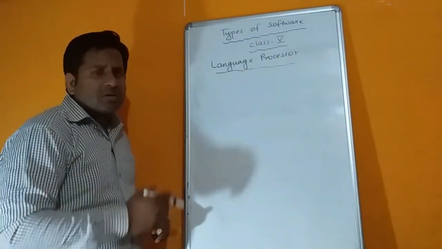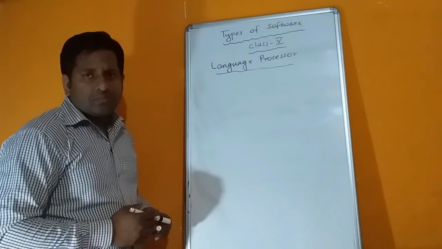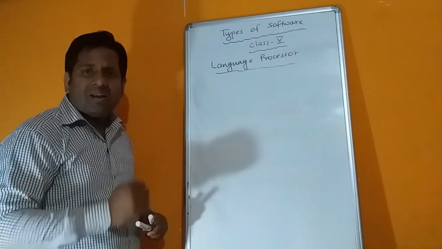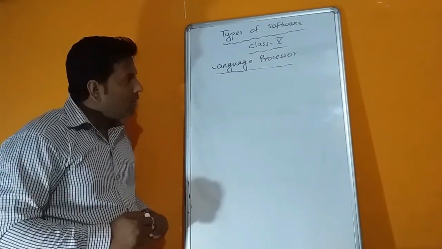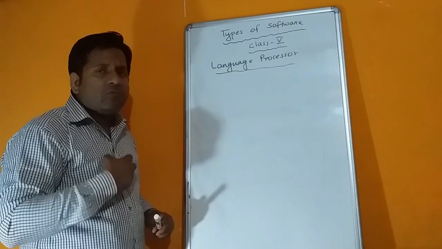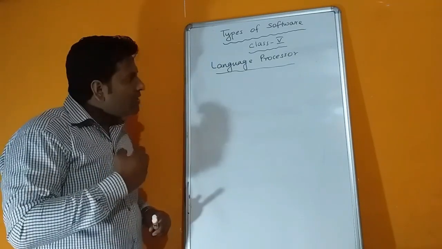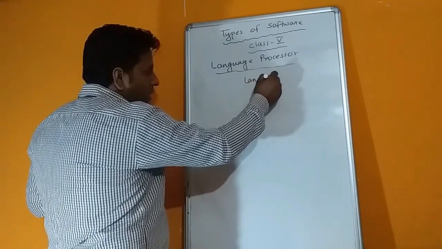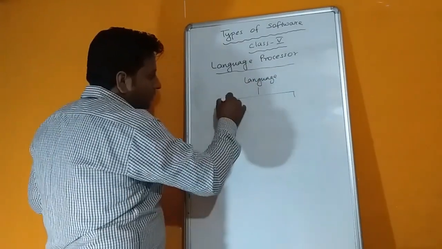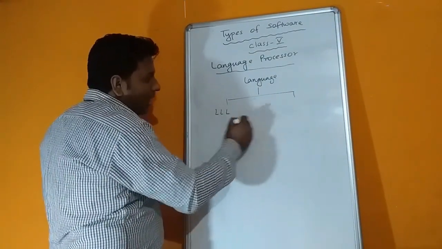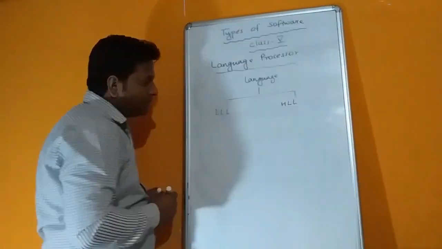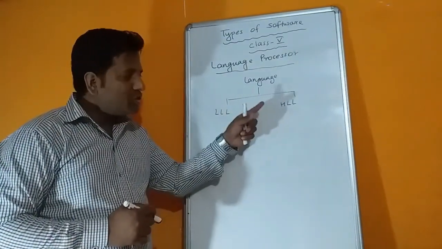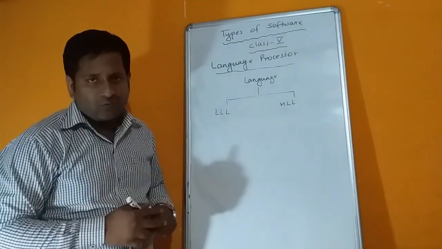So see children, the next system software is language processor. As we know, a computer is a machine that understands a binary language which consists of 0 and 1, and we understand a human understandable language. So based on this, languages are categorized in two parts: low level language and high level language. LLL stands for low level language and HLL stands for high level language.